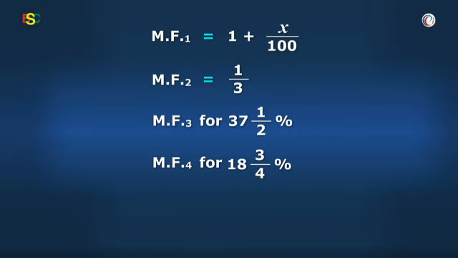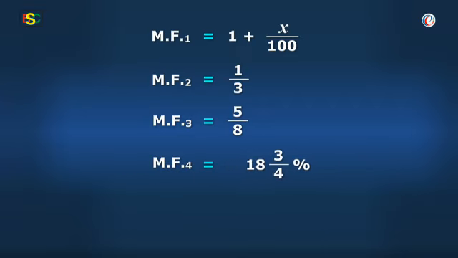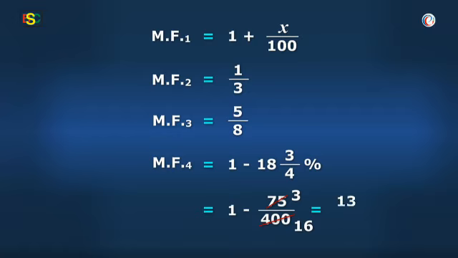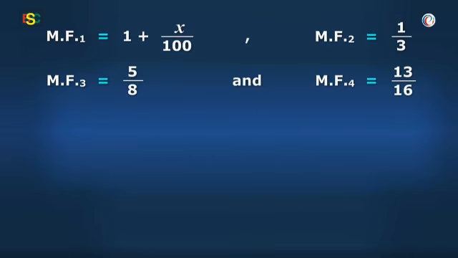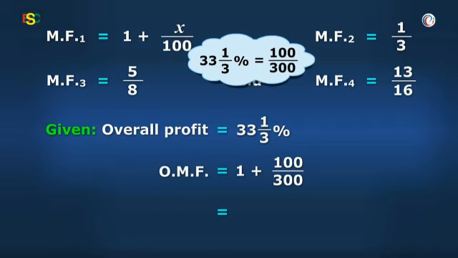Yes, Baba. Here, MF3 will be 1 minus 37 1/2%, which is equal to 1 minus 75 upon 200, that is 5 by 8. And MF4 will be 1 minus 18 3/4%, or 1 minus 75 upon 400, that is 13 by 16. Right. Plus, we also know that overall profit is equal to 33 1/3%, or OMF is equal to 1 plus 100 upon 300, that is 4 by 3.